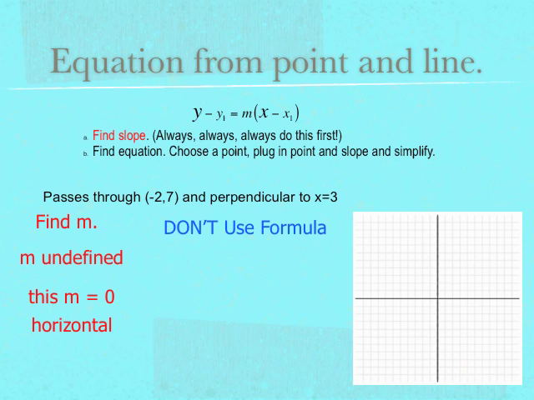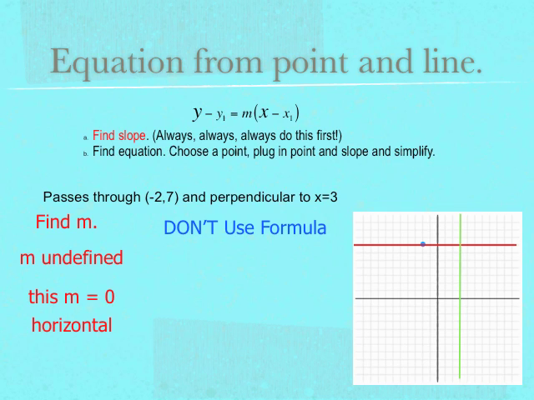So let's put everything we know over there on our graph. There's x equals 3, and there's my point (-2, 7). If I want a perpendicular line, where will it be? It has to go through the blue point and be perpendicular to the green line. Okay, it's right there. Very good. What is the equation of that line?